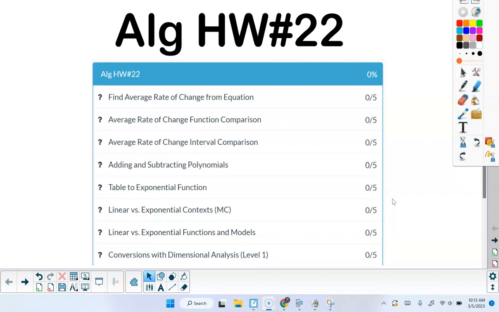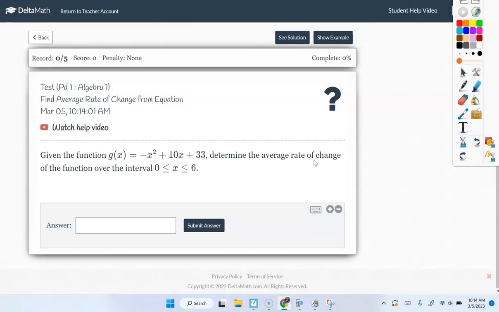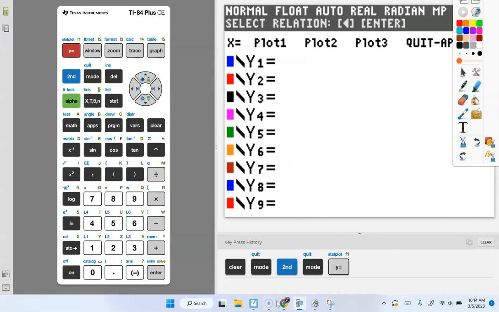In this tutorial, we'll cover the questions on homework number 22. Let's start with finding the average rate of change from an equation. So if given a function equation and given an interval of which you are to find the rate of change, you simply enter this equation into your graphing calculator in the y equals button.